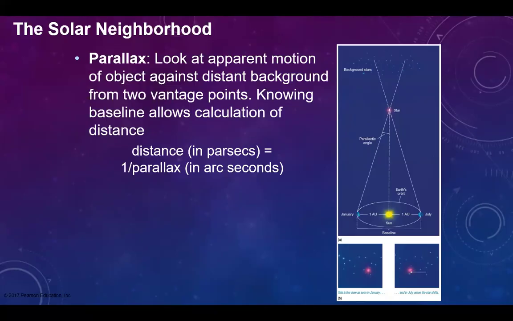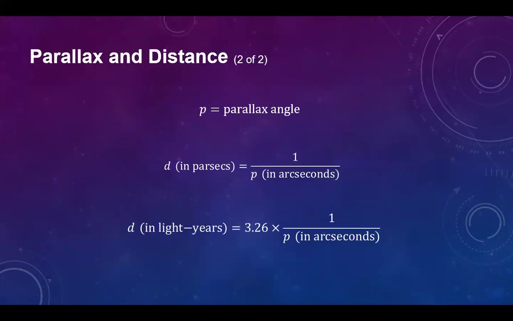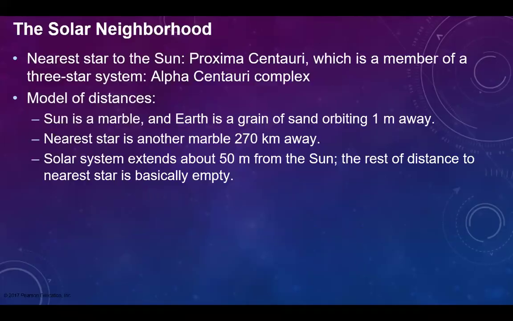And so knowing this baseline allows us to calculate the distance. If you take the parallax angle, the distance in parsecs is 1 over the parallax angle in arcseconds. If you want it in light years, well, 1 parsec is 3.26 light years. So you can just take the distance in parsecs and multiply by 3.26 to get the distance in light years.